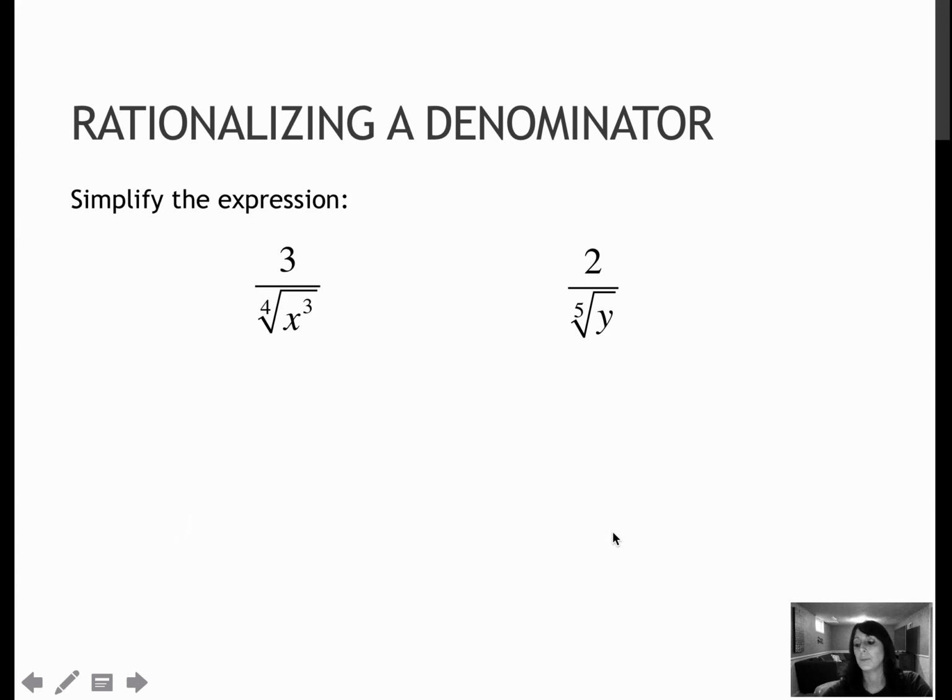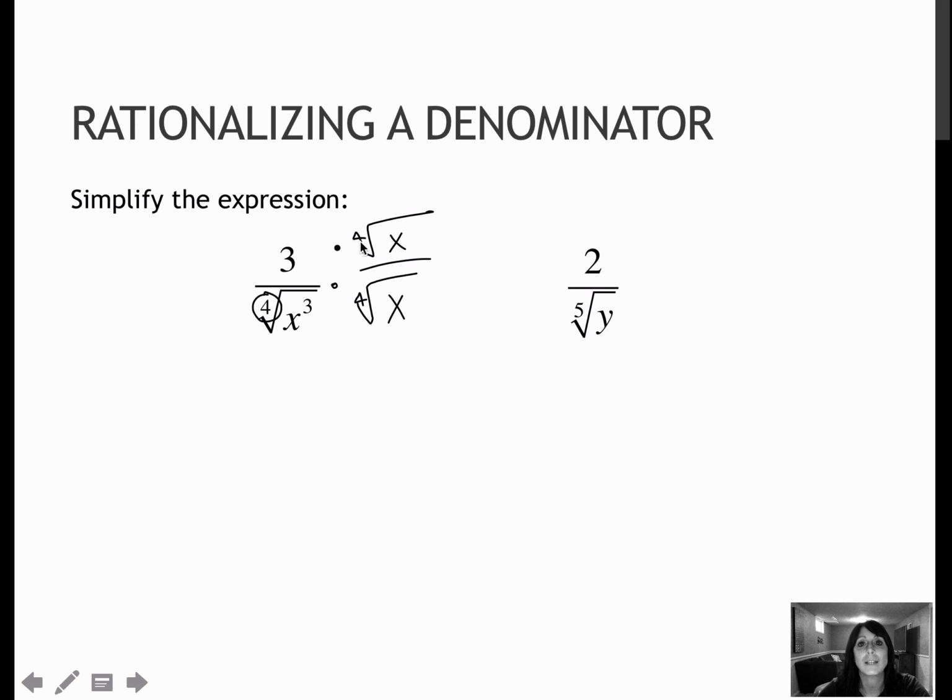So let's take a look at a couple together. On the first, I don't have to break it down into 2 parts because the radical is only over the denominator. So I'm looking at my index of 4. I know I need 4 x's on the inside of a radical in order for 1 x to come out. I already have 3 x's. I just need 1 more. So I'm going to take the top and the bottom times the 4th root of x to the first.